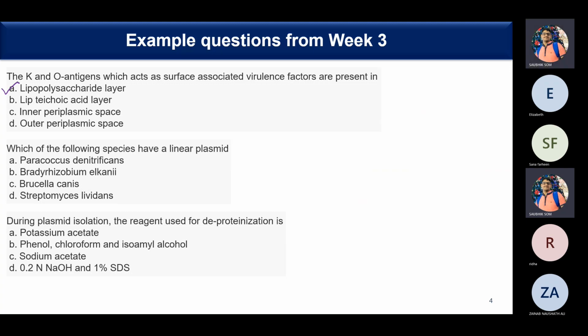Next is this: which of the following species have a linear plasmid? Now this is a very mugging-up question. There is nothing much to solve here.